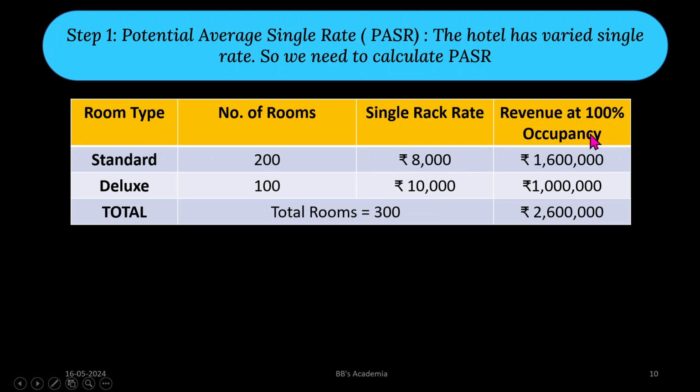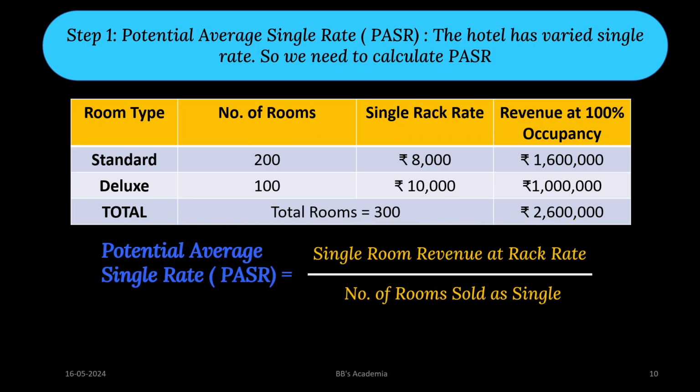Then revenue at 100% occupancy. If we consider that 200 rooms are sold at 100% occupancy, then this is the revenue, simply by multiplying these two, we get this figure. And in case of deluxe room, we are having number of rooms 100. Single rack rate is 10,000 rupees, considering 100% occupancy, and then the same thing, multiplying these two figures, you get this. So total rooms 300, total revenue is this figure, right? This you have calculated.